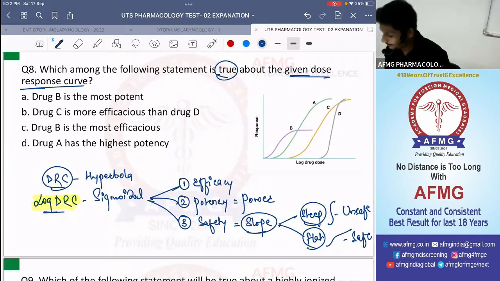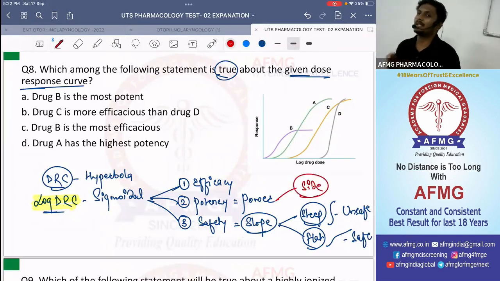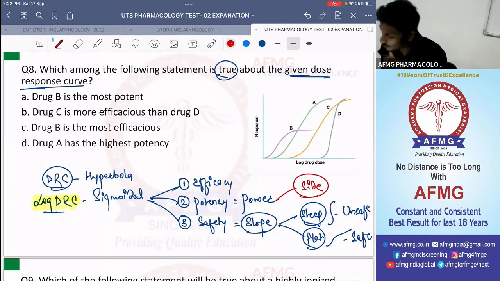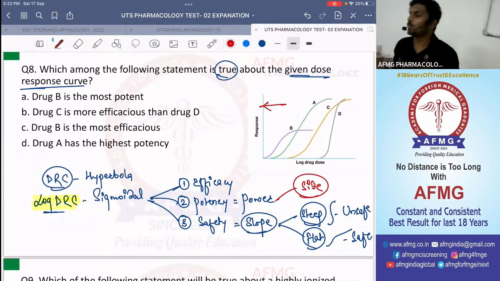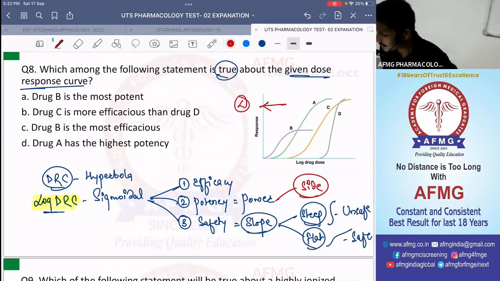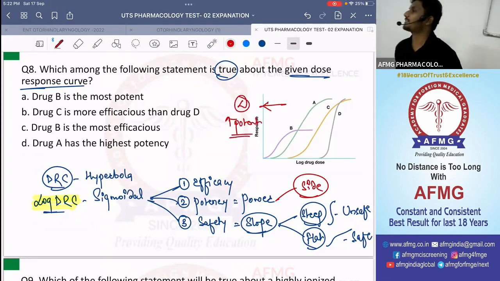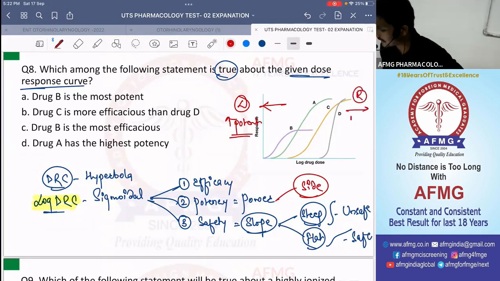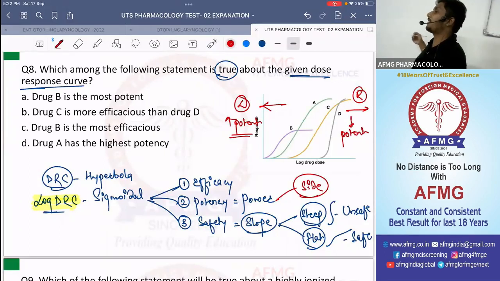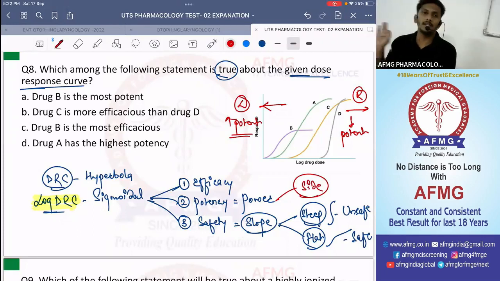Next, if I talk about the power or the potency of a drug, this potency is actually told by the side of the graph. If the graph is more towards the negative side, or more towards the left side, that means the drug is more potent. And as the graph shifts to the right side, that means the drug is less potent. Okay? So the rightmost graph is the least potent drug, and the leftmost graph is the most potent drug.